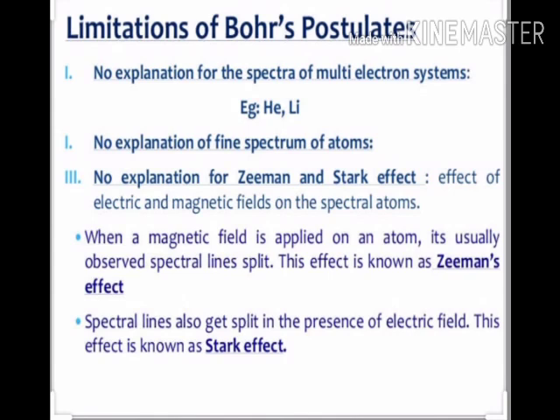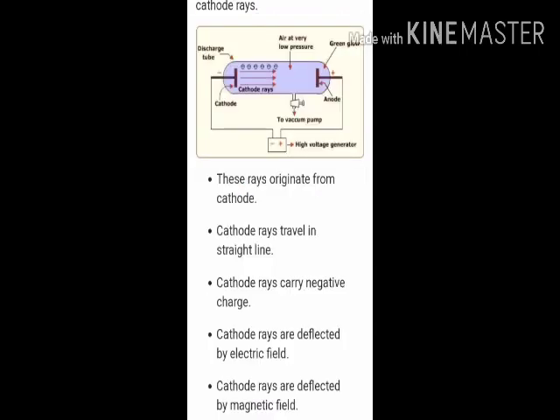Limitations of Bohr's postulates: he could not explain the spectra of multi-electron systems. There was no explanation of the fine spectrum of atoms, and no explanation of the Zeeman or Stark effect, which is the effect of electric and magnetic fields on atomic spectra. When a magnetic field is applied on an atom, it is observed that spectral lines split. It is called the Zeeman effect, and in the case of an electric field, the splitting of spectral lines is known as the Stark effect. It was not explained by Bohr's model.